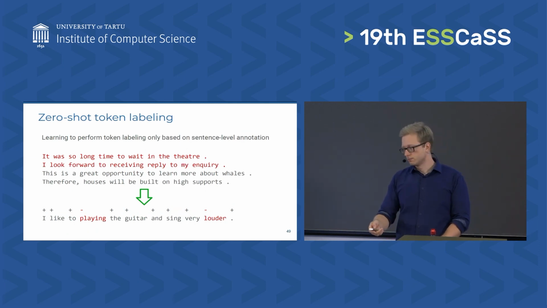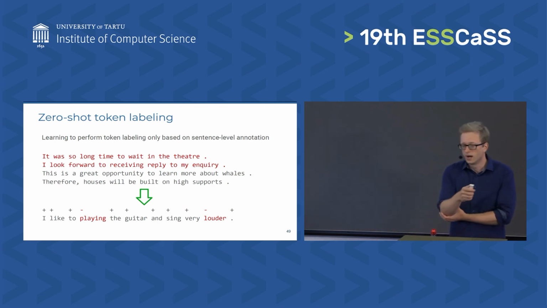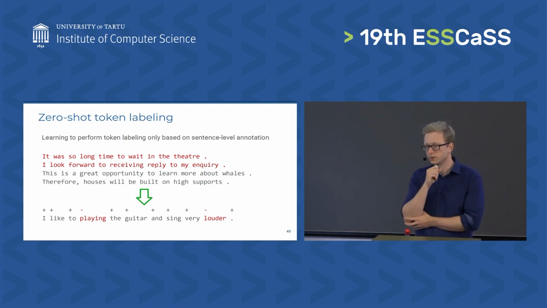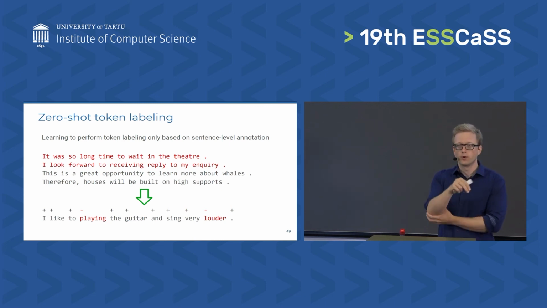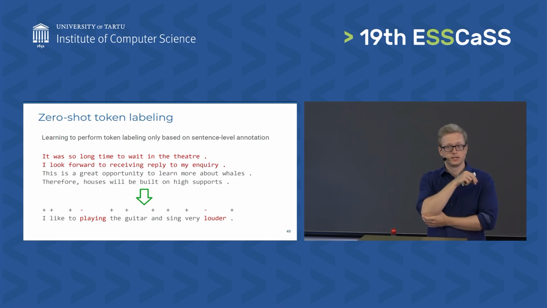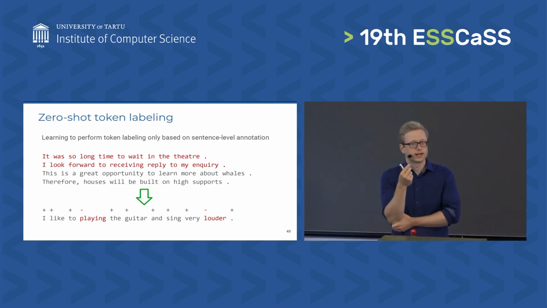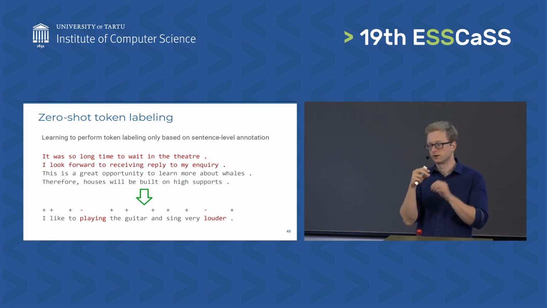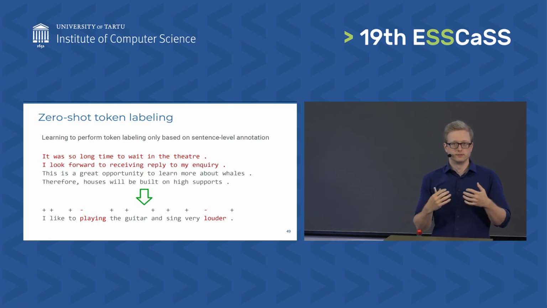See if I have time. Not much. Just really quickly, another interesting direction of research that we did was interpretability of these models. So can we get the models to point to specific evidence in the input that leads it to make a particular prediction? And we formulated that as a task of zero-shot labeling. So given that the sentences are labeled, can we get the model to make predictions about individual tokens?